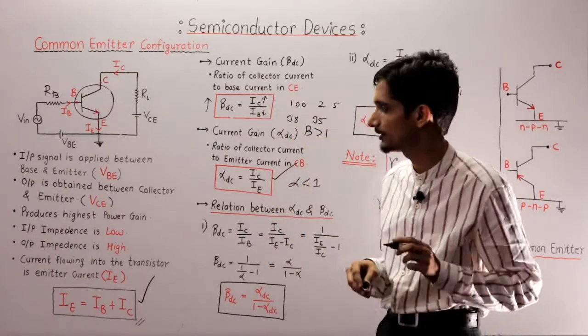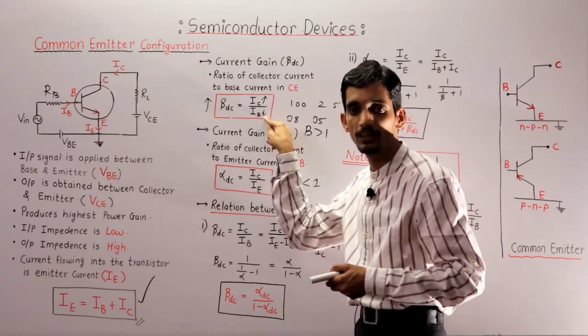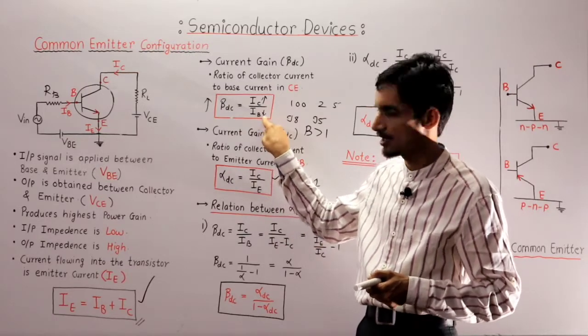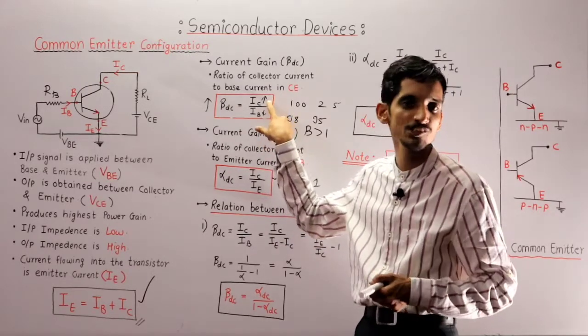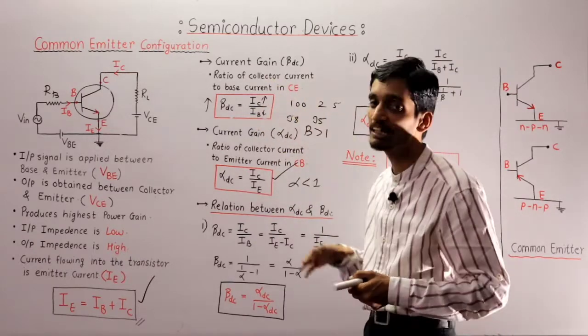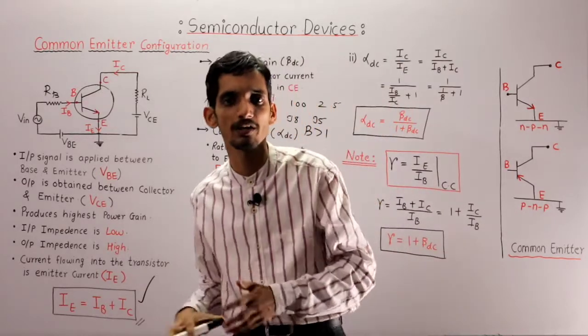Why? What is the reason? Listen here. IB, the base current of the transistor, is in microampere, and the collector current of the transistor is in milliampere. So basically beta is much greater than 1, and its range lies between 50 and 200.